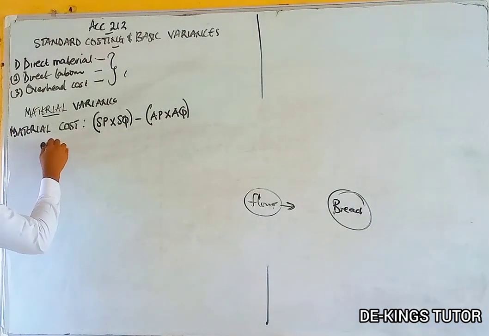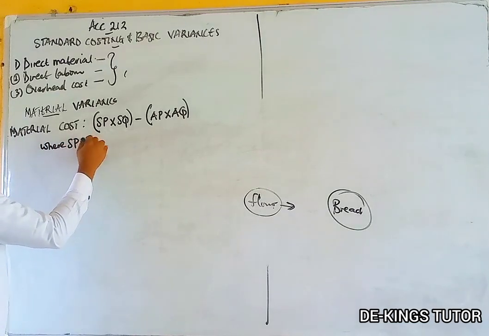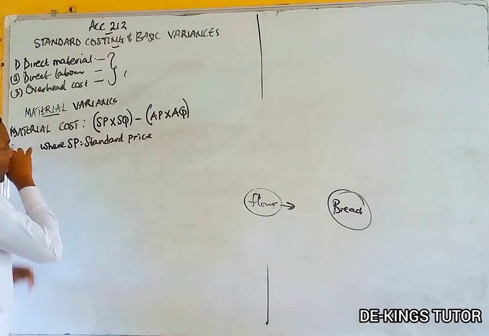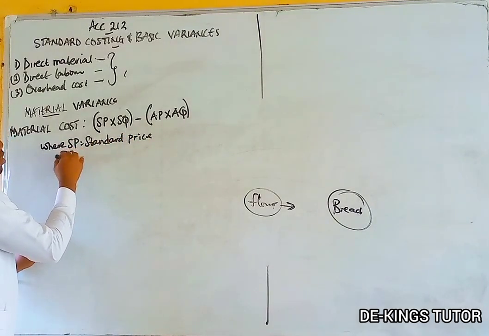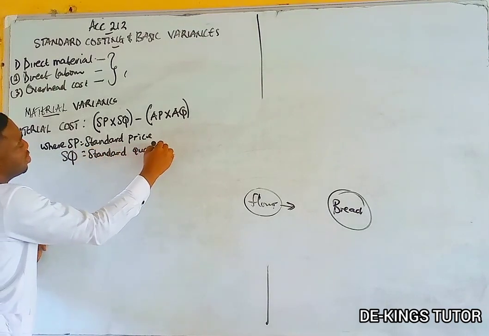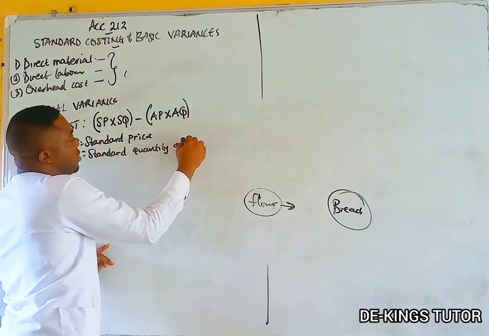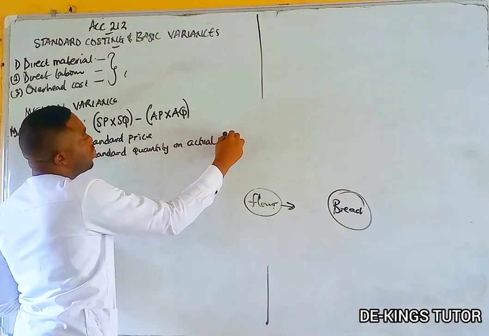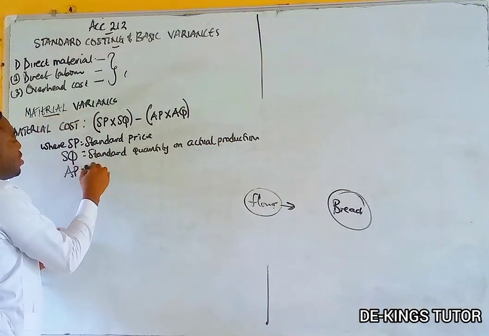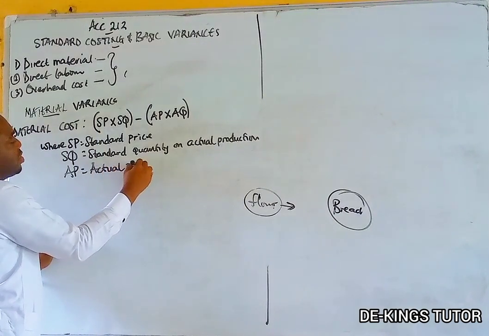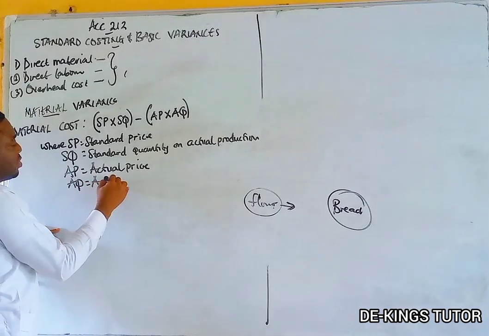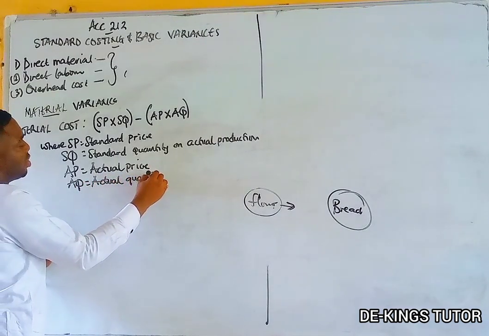Now where SP is the standard price and SQ is the standard quantity on actual production. AP is actual price.